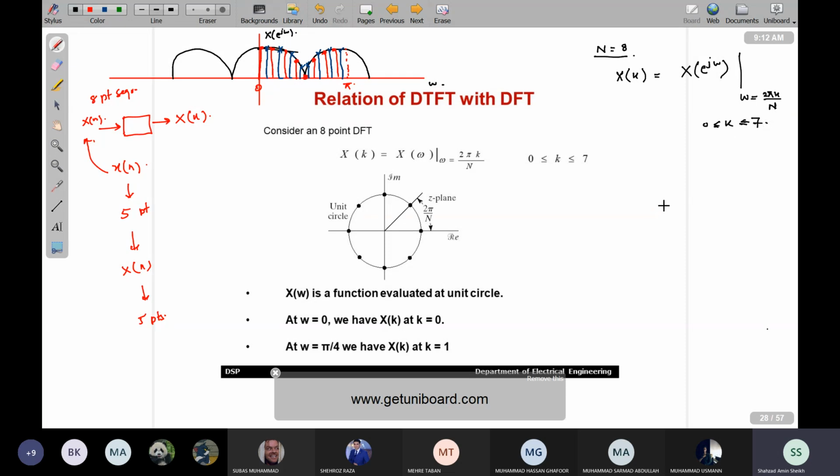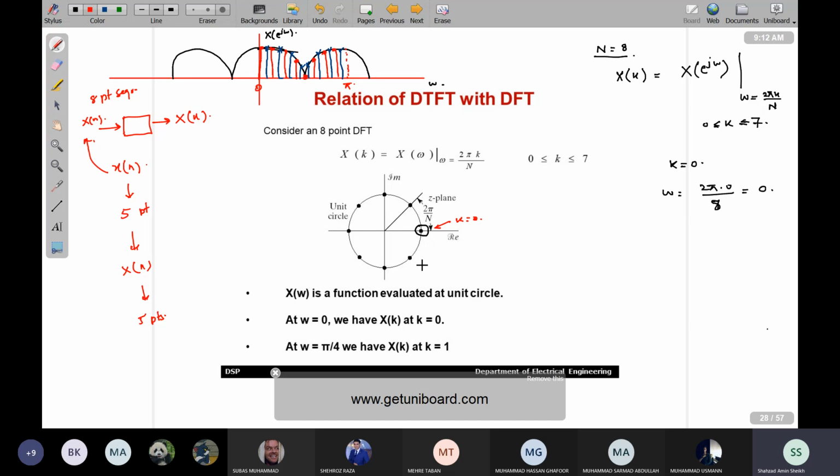Okay. Now, suppose k is equal to 0. Let's see what's the value of omega. So omega is equal to 2 pi 0 divided by n, which is 8. So this is 0. Omega is equal to 0, where does it lie? This is omega is equal to 0 point. So we say that this is the point associated with k is equal to 0 on this circle.